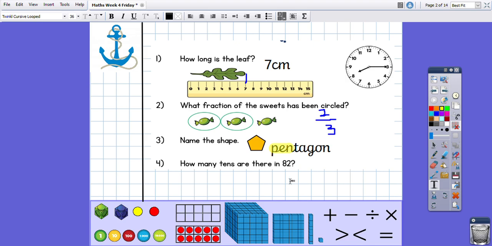Question 4, how many 10s are in 82? So you look at your 10s column, and there are 8 10s in 82. And then finally, the clock in the top corner, the time today is 8:15.